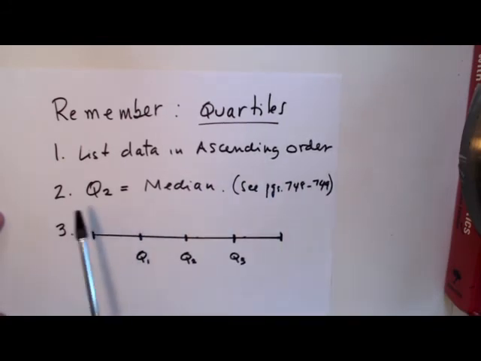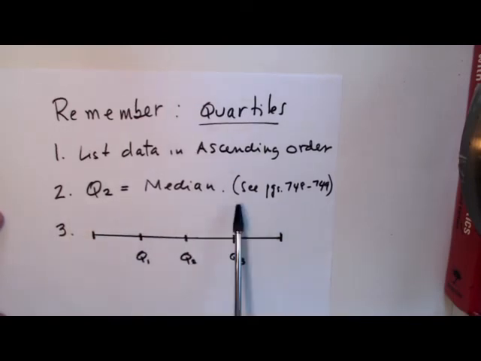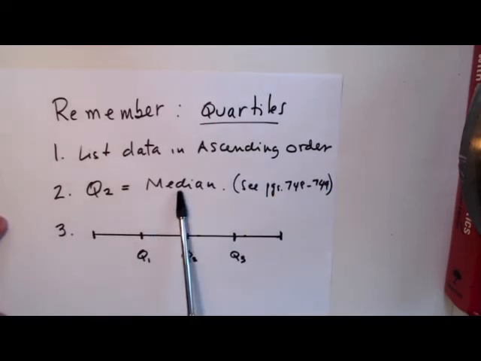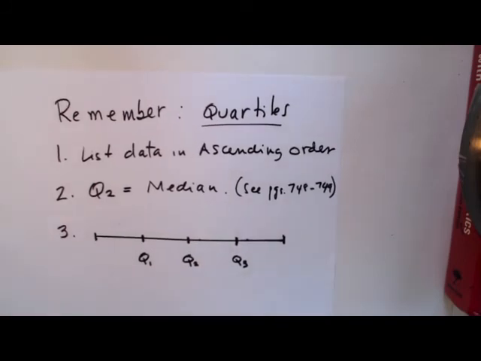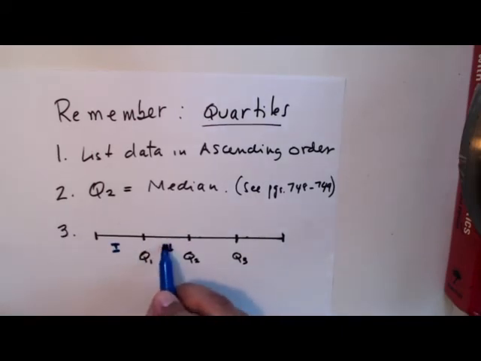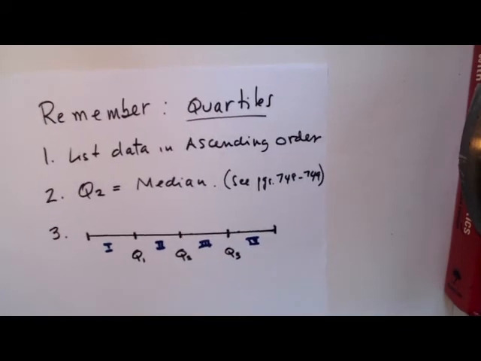The next thing that you need to remember is that Q2 is the same as the median, right? And if you don't remember what that is, I have a reminder for you here. Pages 748 and 749, you will find the definition and how to calculate that. And again, the quartiles divide the set of data into 4 parts. 1, 2, 3, 4. So basically, it's like if you were dividing this into 4 pieces, this will be 1, this will be 2, this will be 3, and this will be your 4th part of that calculation.